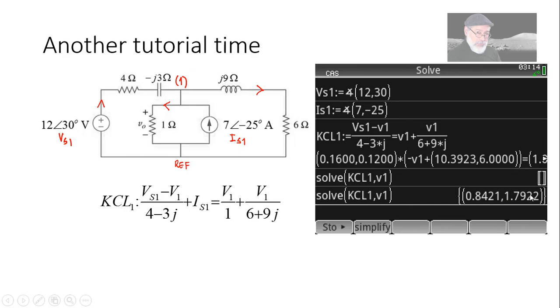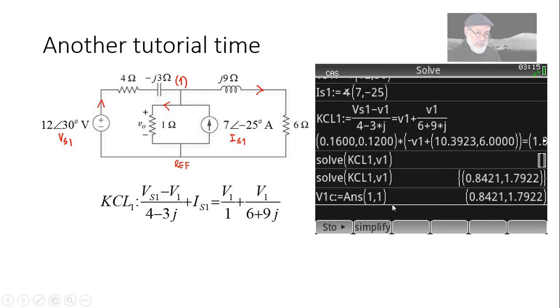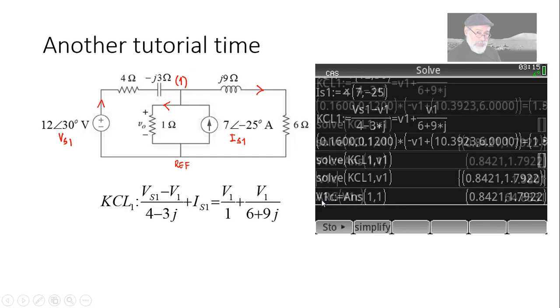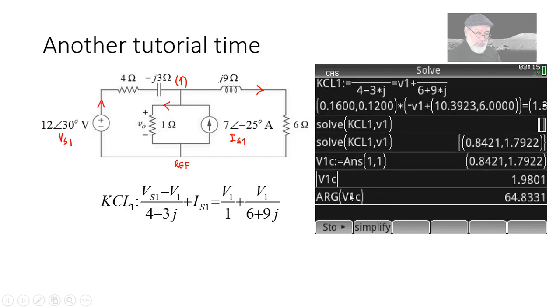That is V1 in rectangular mode. Let me extract that, and then I can ask for the absolute value of V1C, for the argument of V1C, and I see that voltage, V1, which is V0, has the absolute value of 1.98 volts and an argument of 64.8 degrees, and that is the answer to this exercise.